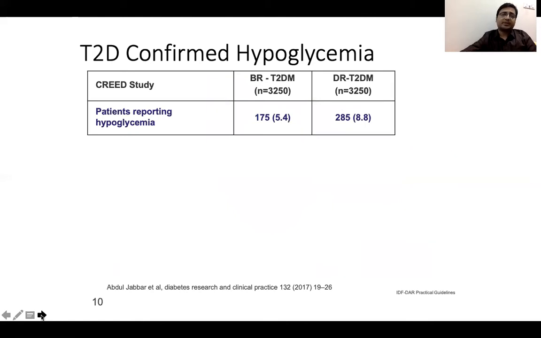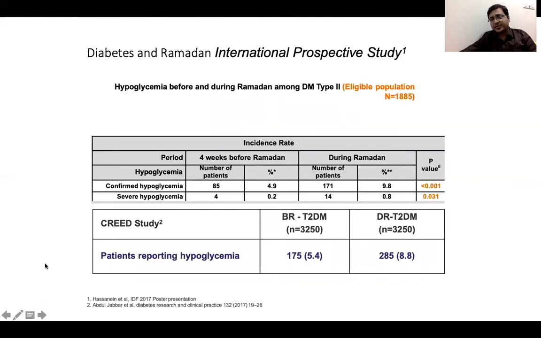Type 2 DM confirmed hyperglycemia cases as per the CREED study: the patients reporting hypoglycemia were 5.4% versus 8.8%. The Diabetes and Ramadan International perspective study was also done, and hypoglycemia before and during Ramadan among type 2 diabetic patients was studied clearly, and the CREED registry was also taken into consideration. It showed that confirmed hypoglycemia was approximately 4.9%, 4 weeks before Ramadan, and during Ramadan it went up to 9.8% with a statistically significant value. So a large number of patients had incidence of hypoglycemia. Severe hypoglycemia, which was 0.2% 4 weeks before in that group of patients, went up to 0.8%. So severe hypoglycemia was not very frequent. However, episodes of confirmed hypoglycemia were very frequent with a statistically significant value.